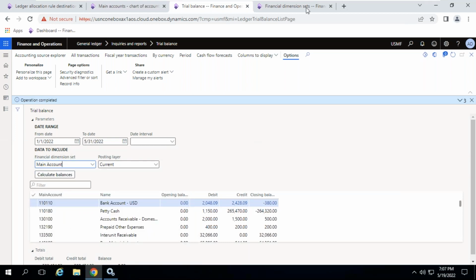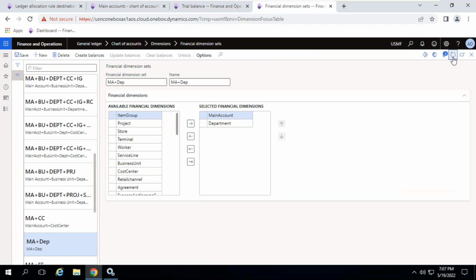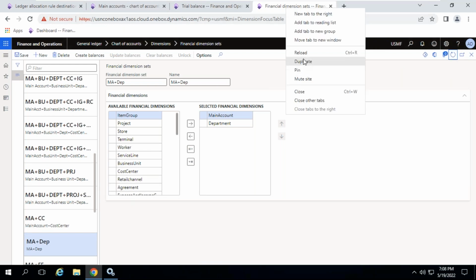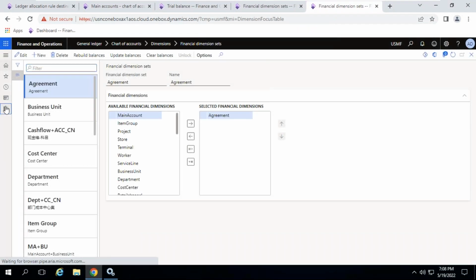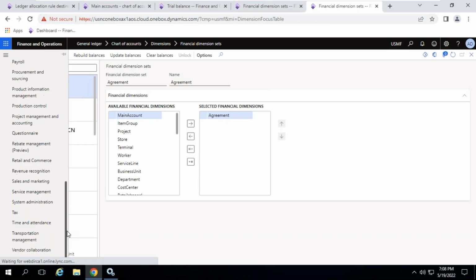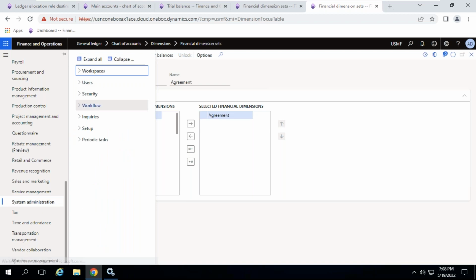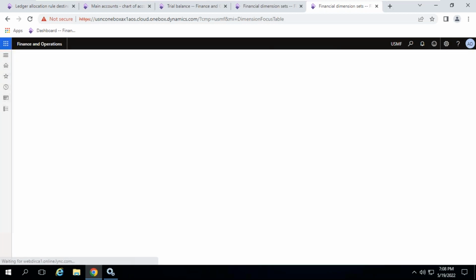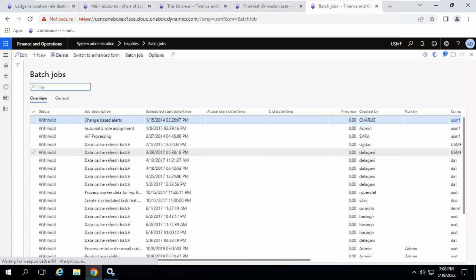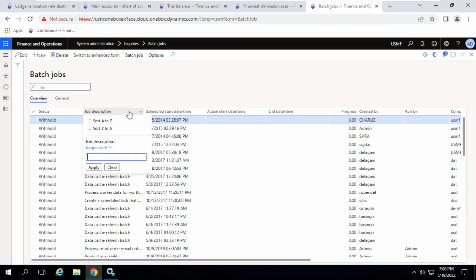No, still it is not completed. Give me a minute. So this batch job, if you want to see, you can go to system administration, collapse all, inquiries, batch jobs. Okay, here the batch job is executing.